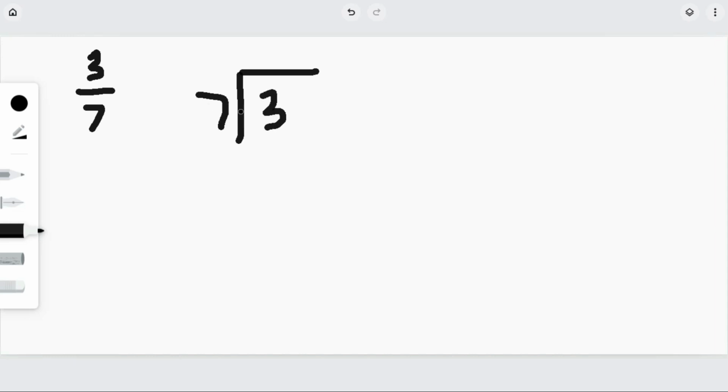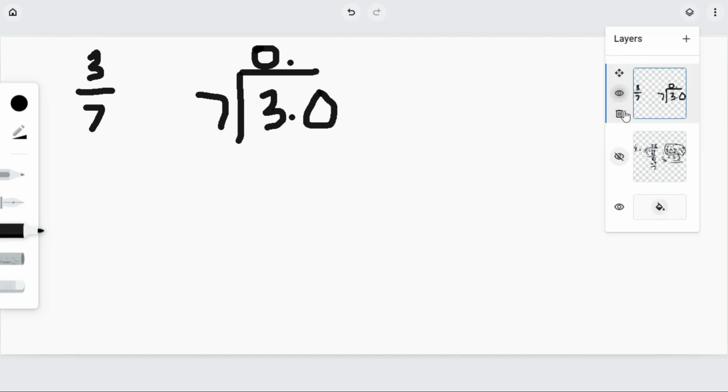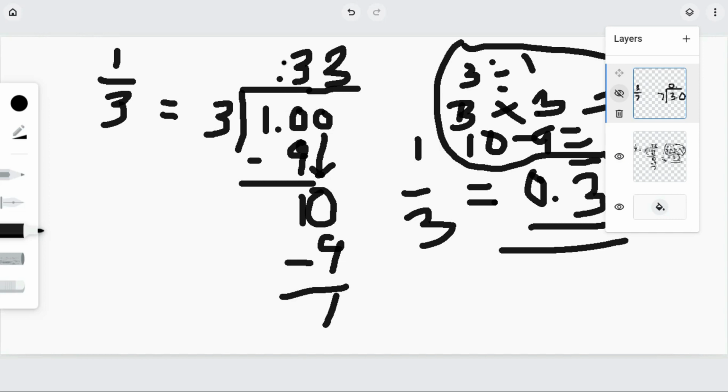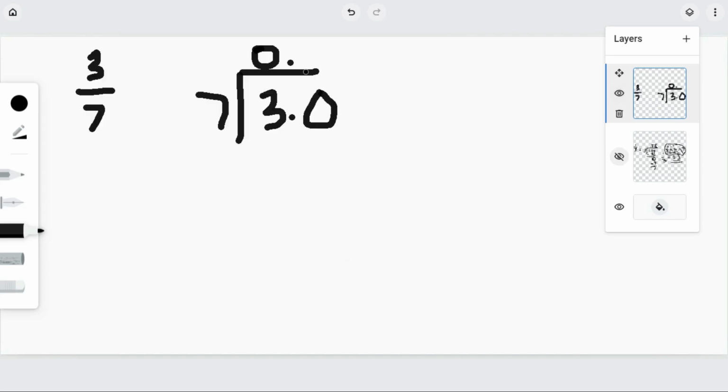So the first thing is, how many 7 can you find in 3? That's 0. You put the decimal point here. You can even write 0 here. Now you are going to write another 0 here. Remember what I explained to you before. We don't normally write 0 here, but we have put the 0 here, so don't worry about that.